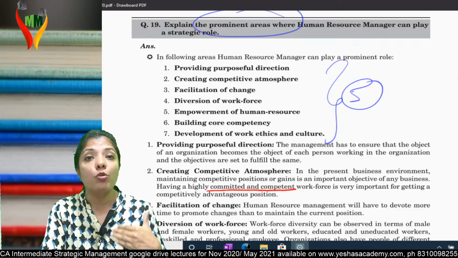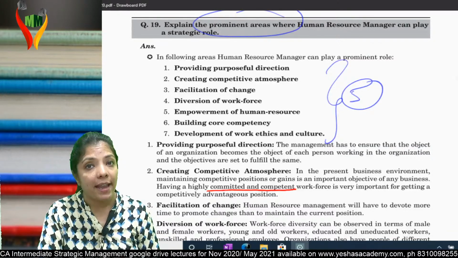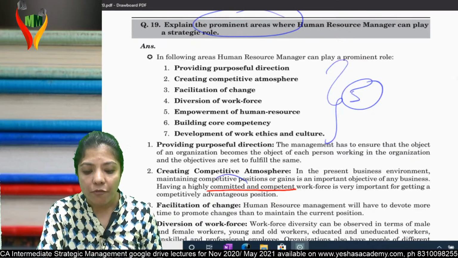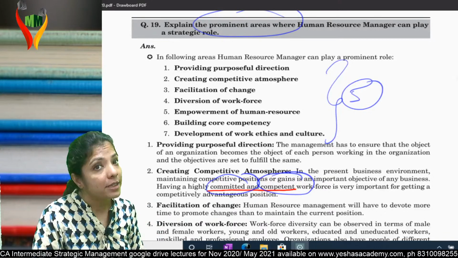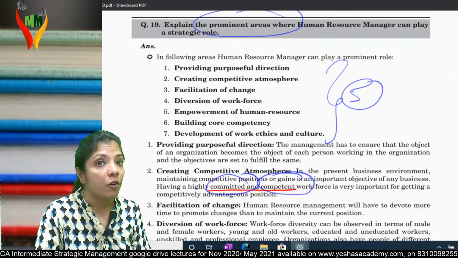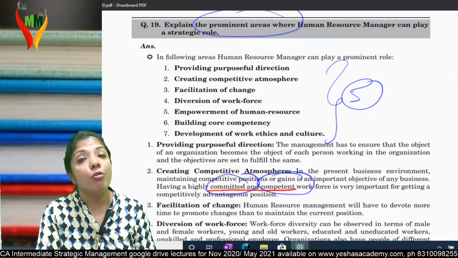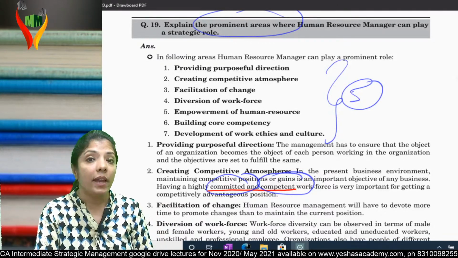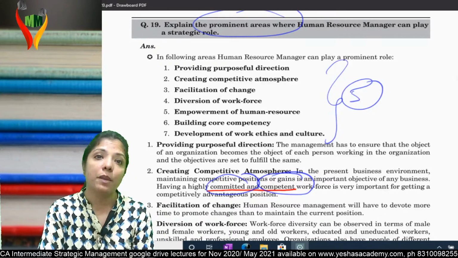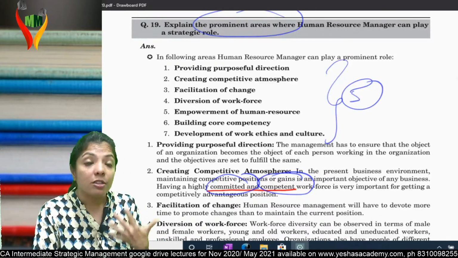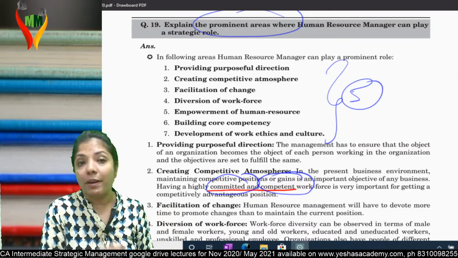If you want to have an edge over your competitors, if you want to have competitive advantage, you need to have a committed and competent workforce. Who ensures such committed and competent people? Who recruits such people? HR. So it's very important that HR recruit committed and competent people. In fact, a person should be more committed. Competency I can still bring, but the person should be committed.